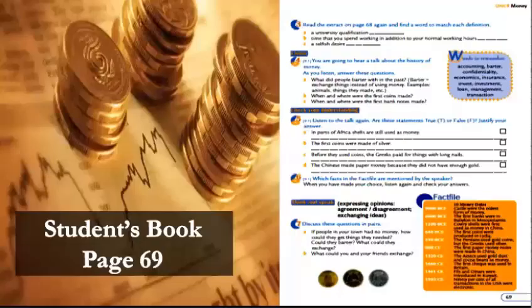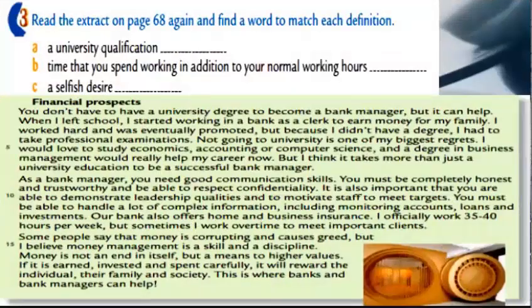In page 69, of course, we have studied or we have read the extract or the article. In page 68, we have to read it again to find a word that match these definitions. We have three definitions: A, university qualification; B, time that you spend working in addition to your normal working hours; and selfish desire. Find only three words from the article that match these definitions. I'll be back in a minute.